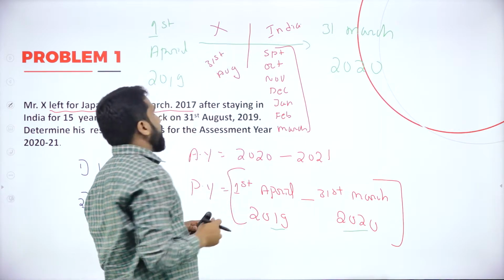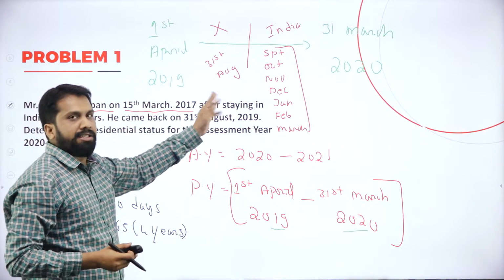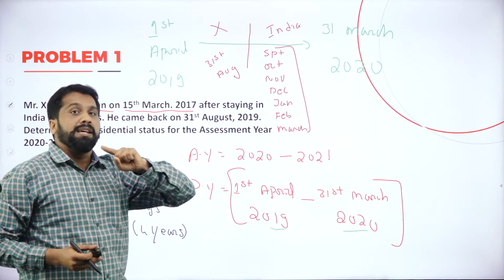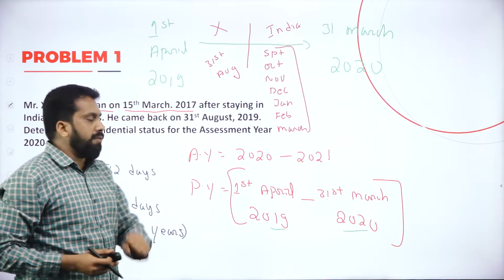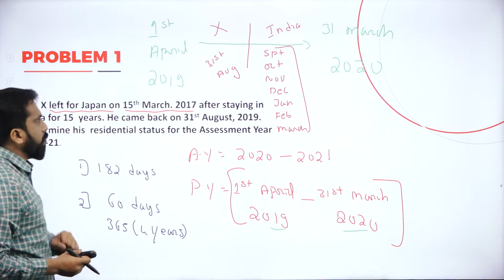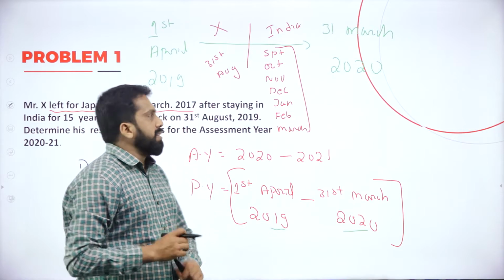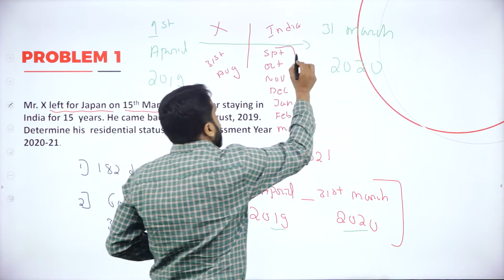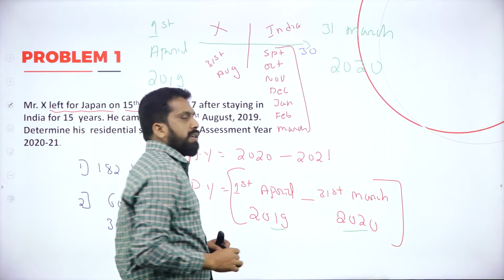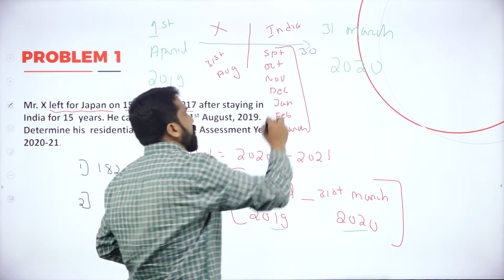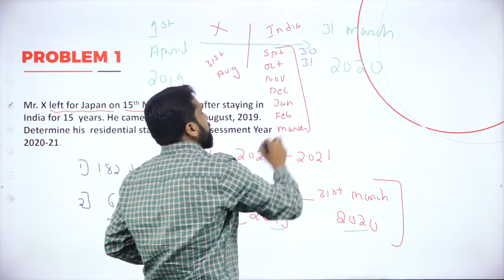So, he was not there in India till 31st August, but from 1st September, he was in India. Now, how to calculate this 182 days? We'll calculate. In the month of September, we have 30 days. In the month of October, we have 31 days.